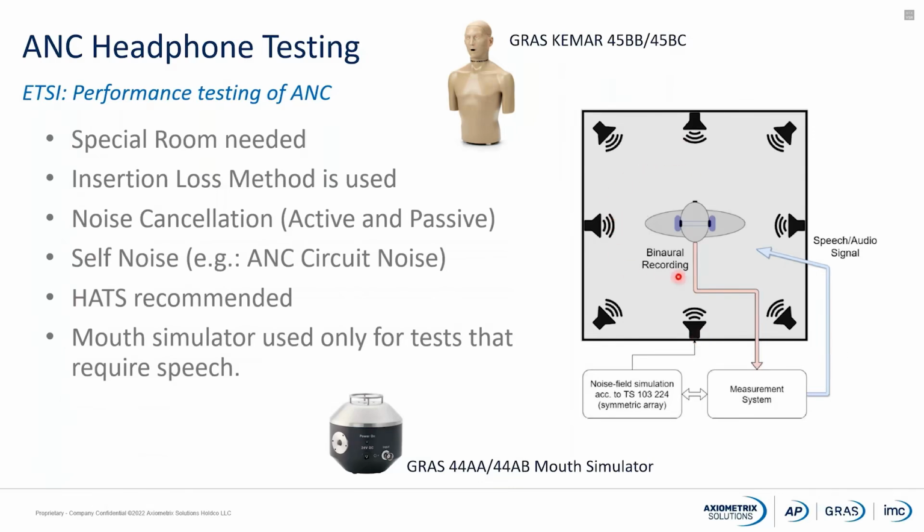This is the typical setup in a room with 8 loudspeakers that will play back a reference noise signal. The head and torso simulator is placed in the middle with a device under test, or headphones, and then we're going to have a system that will feed the loudspeakers with a noise signal, and we're going to connect the head and torso simulator to the data acquisition system that's going to be receiving the signals from the ear simulators inside the head and torso simulator.